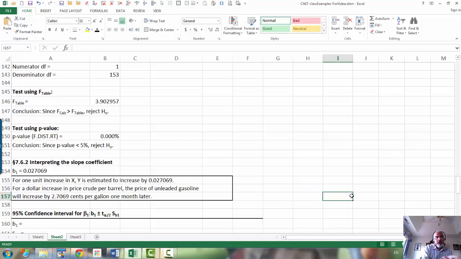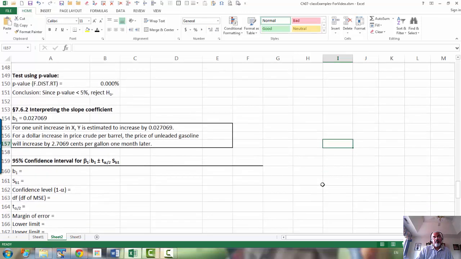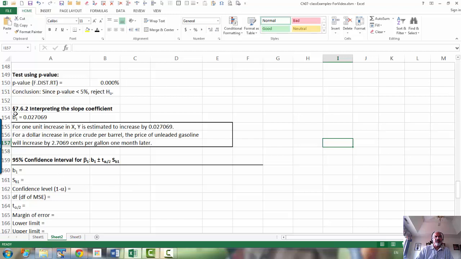So for 1 unit increase in x, y is estimated to increase by 0.027069. So 1 unit increase in x means a dollar increase in price of crude per barrel for a given month. That will result in the price of unleaded gasoline going up by 2.7069 cents per gallon 1 month later. Okay. Now we can build a confidence interval for this slope coefficient also.